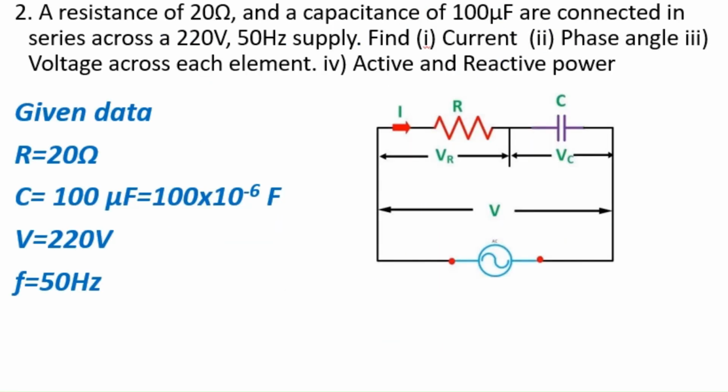A resistance of 20 ohms and a capacitance of 100 microfarads are connected in series across a 220 volts, 50 Hz supply. Now in the given problem, you can draw the circuit with the resistance R equal to 20 ohms and the value of capacitance C equal to 100 microfarads. Now R is 20 ohms, 100 microfarads we can write as 100 into 10 power minus 6 farads, and voltage V is given as 220 volts RMS value, and f is given, f equals 50 Hz.